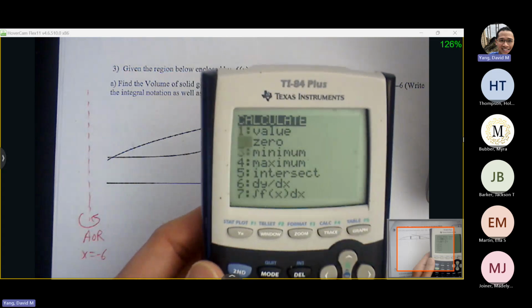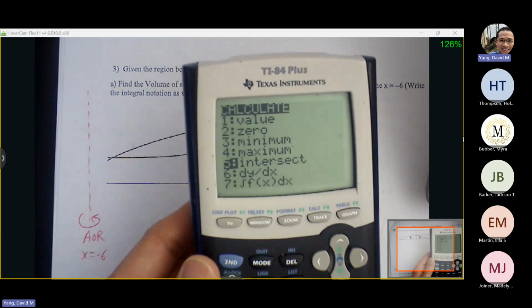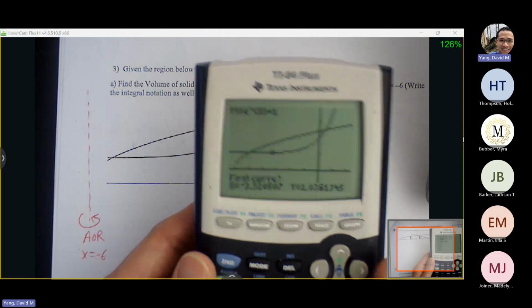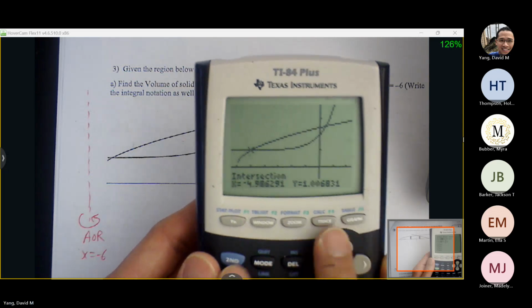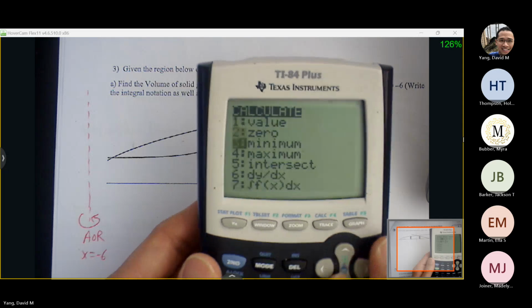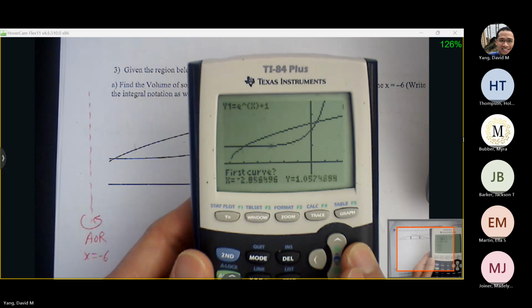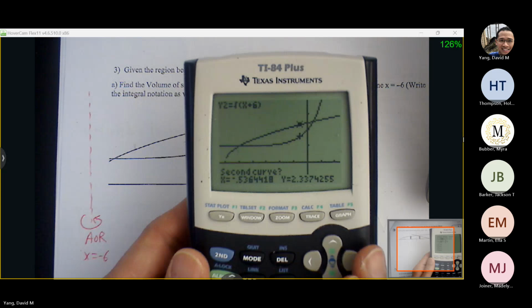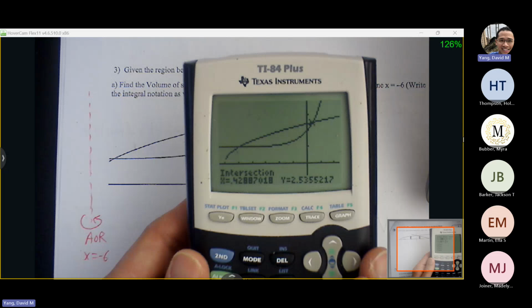Okay, we go through our intersect feature twice. Once to find that left bound and other to find the right. So pick a point close to your target, hit enter twice, and it's going to find that x-intercept for you. -4.986. And then do the same thing on the other side, closer to the other intersection that you want the calculator to find for you. Enter, enter, 0.428.